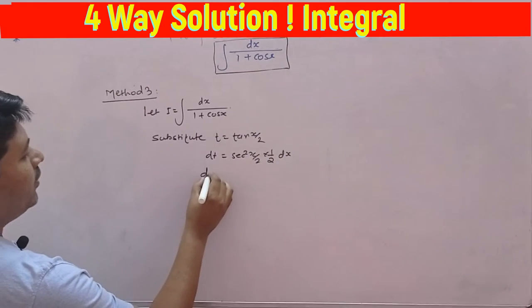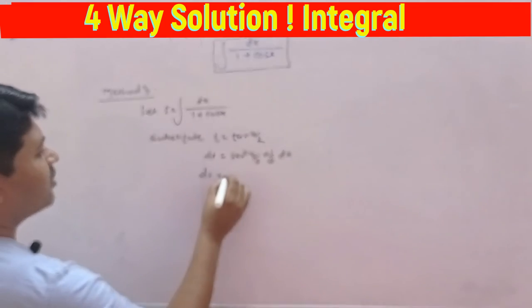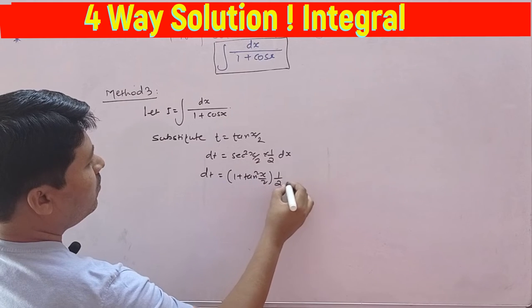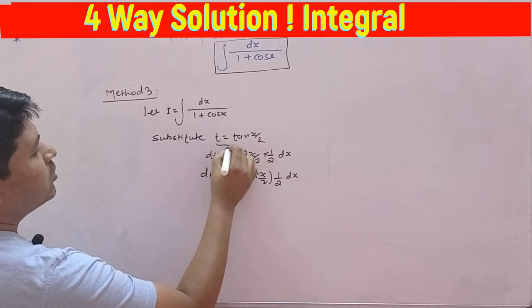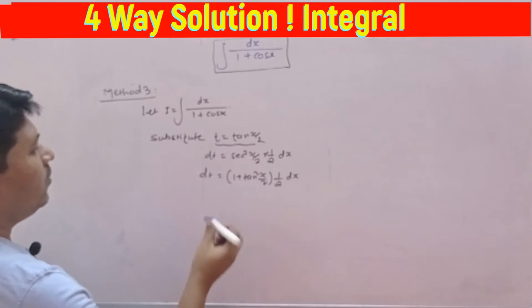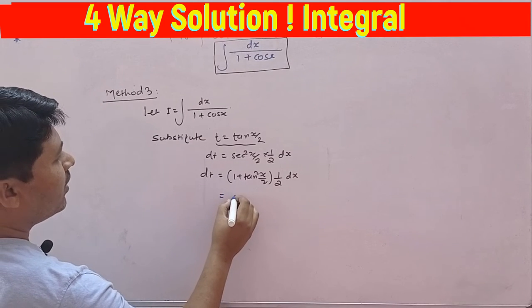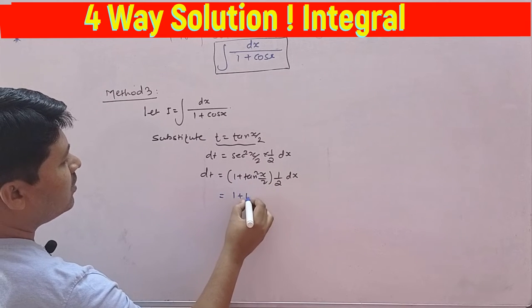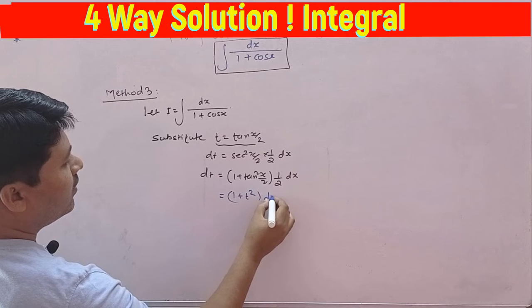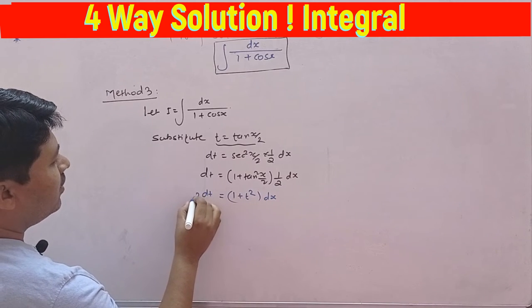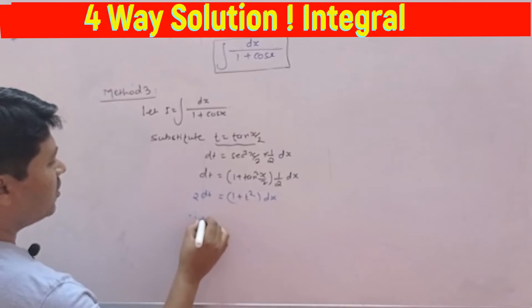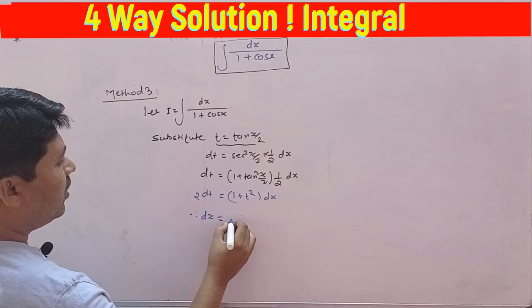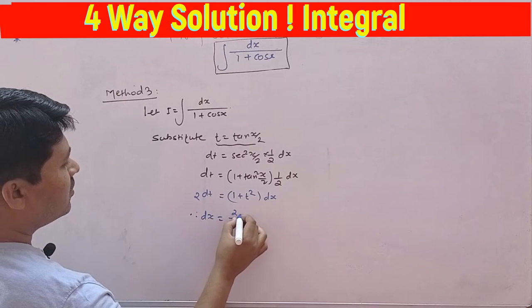Therefore dt is equal to, we know that sec square x by 2 is 1 plus tan square x by 2, and this is 1 by 2 dx. We know that t is equal to tan x by 2. Then 1 plus tan square x by 2 becomes 1 plus t square, and therefore dx is equal to 2 dt divided by 1 plus t square.